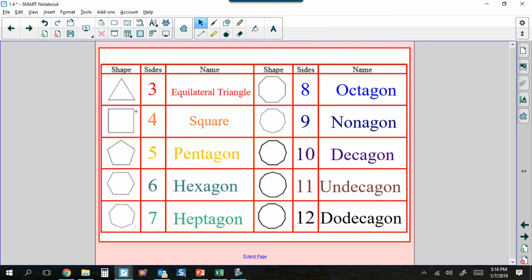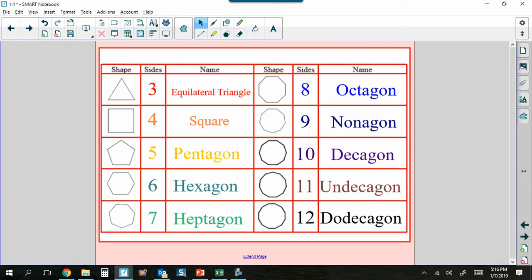Right here, this is a quadrilateral, but it is 4 same sides with right angles, so we would say that that is a square. A 5-sided polygon is called a pentagon. Then we have hexagon, heptagon. 8 sides would be octagon. 9 sides is nonagon. 10 sides is decagon. 11 sides is undecagon, and 12 is dodecagon. So go ahead and make sure those are filled in correctly, please.